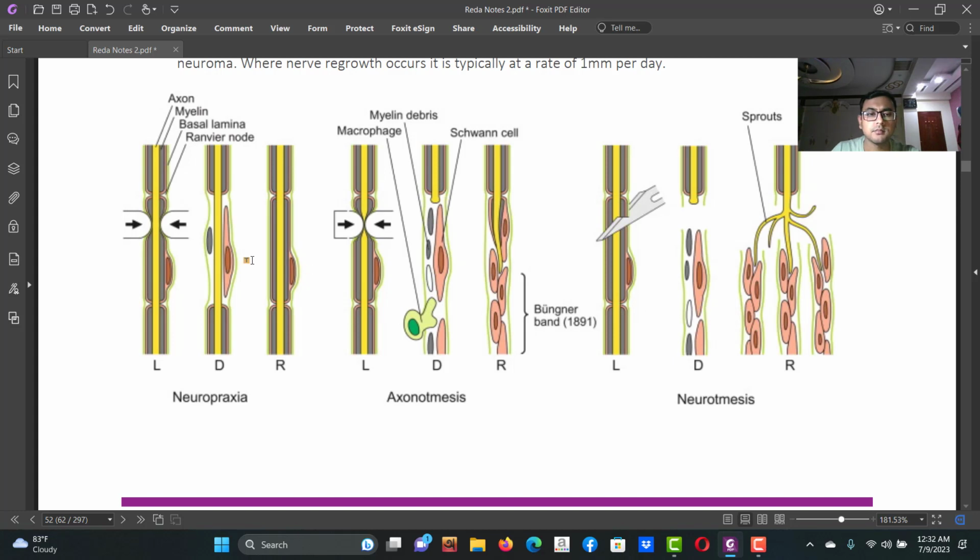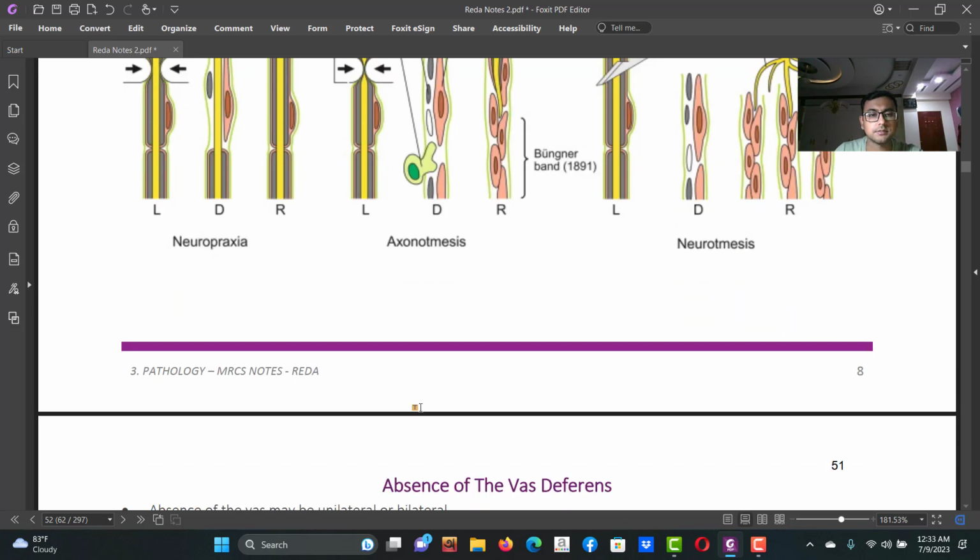Okay. And in case of neuropraxia, there is only compression of the nerve axon, but there is no disruption of the nerve membrane, myelin sheath along with the axon. So there is a chance of repair automatically. In that case, axonotmesis is severe compression along with some degeneration. In that case, it's called the Büngner band, and this is called axonotmesis.